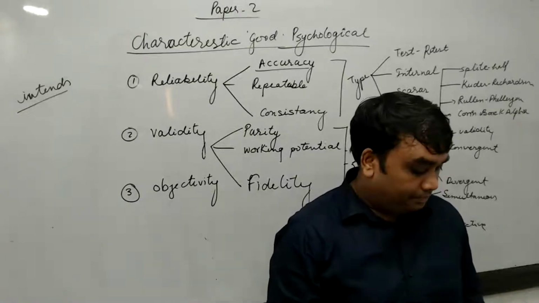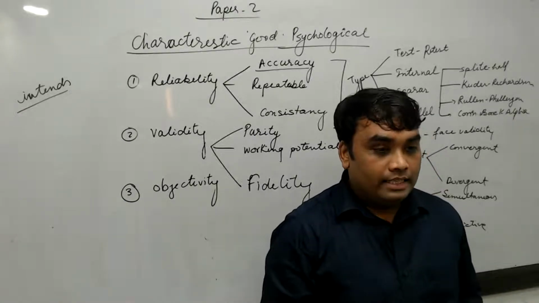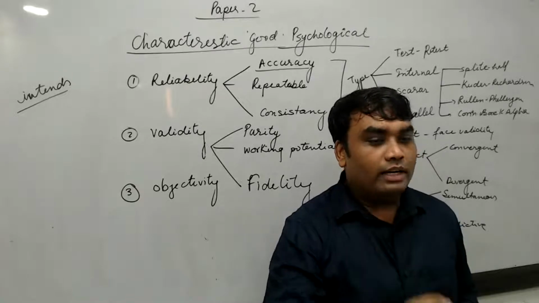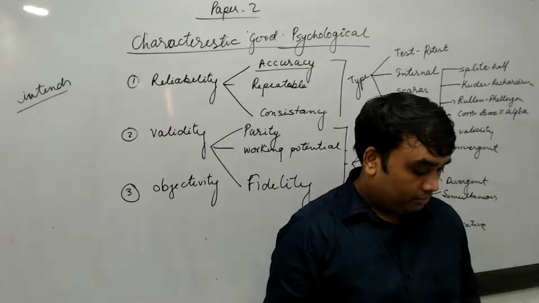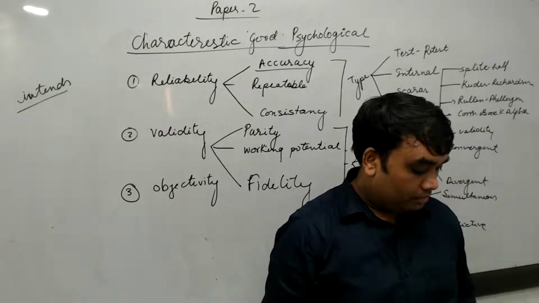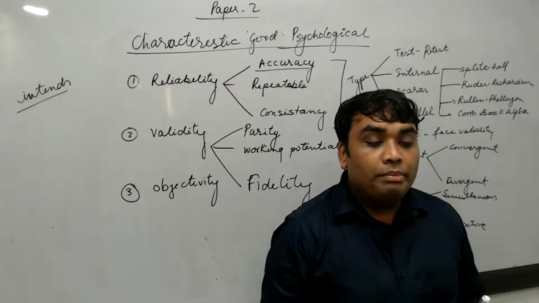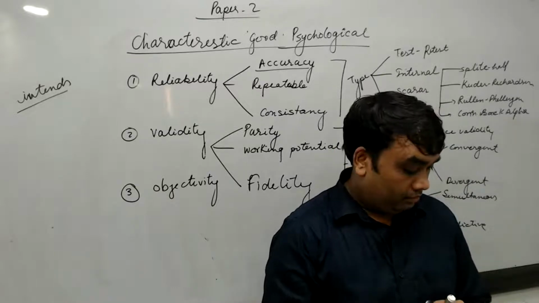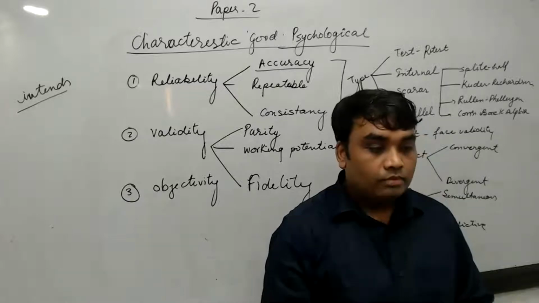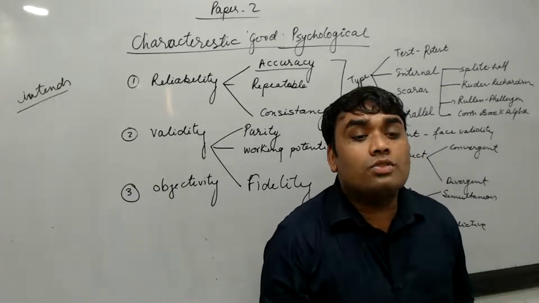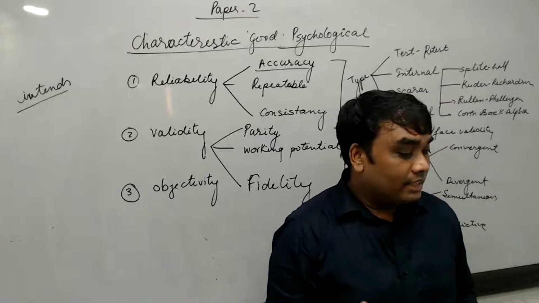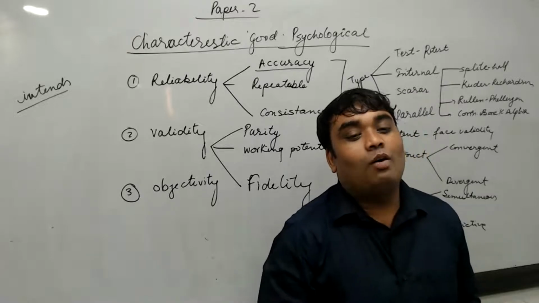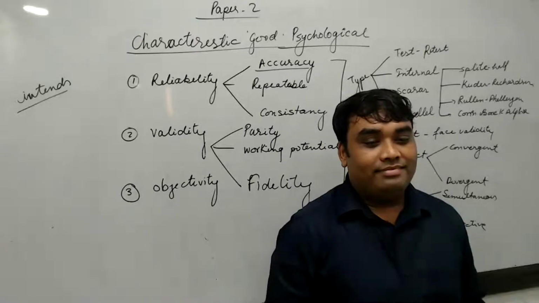Right, next is, write 2 more lines inside this. The item of the test should be objective. Item of the test means question and answer. The questions provided by the researcher should be what? Objective. That will be a good test.